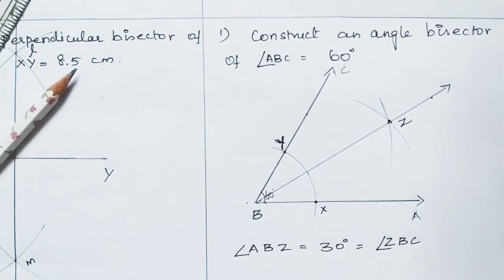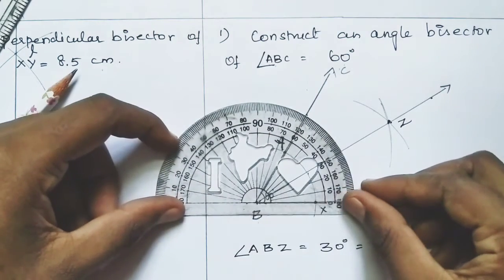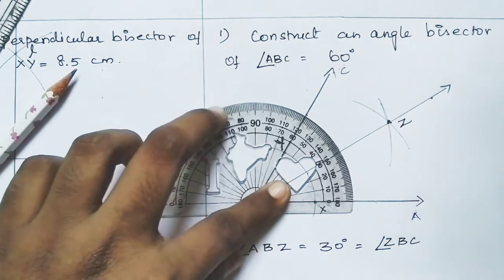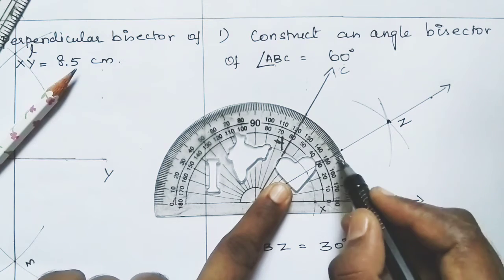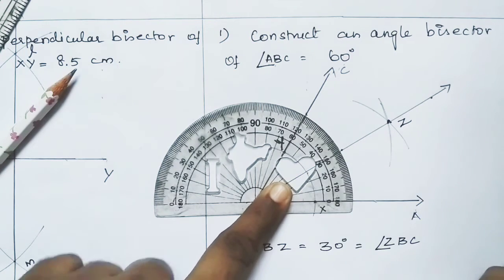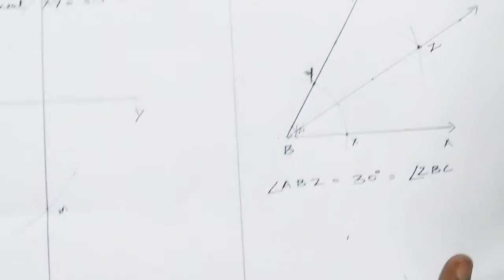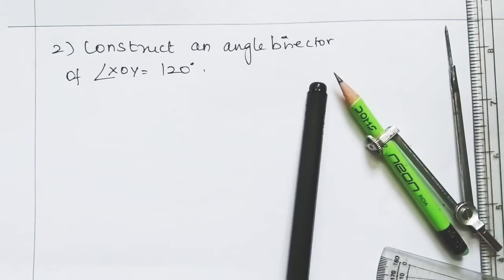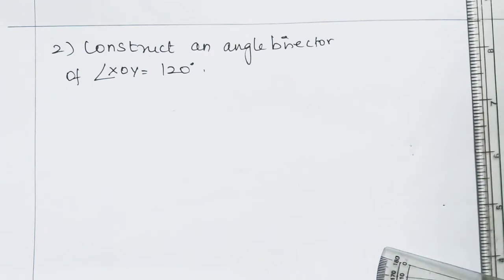Now let me check. So place your protractor. See, exactly here 60 degree and this is 60 degree. That means this is 30 and this is 30. So we'll do one more sum. Now listen to the sum. Construct an angle bisector of angle XOY equals 120 degree. So first we'll construct an angle 120 degree.